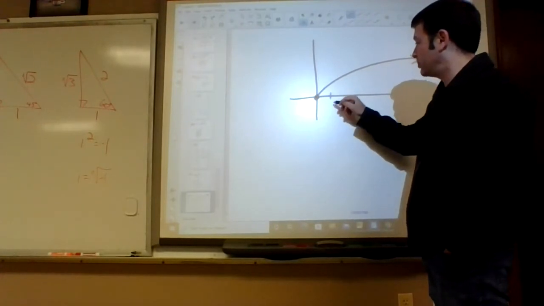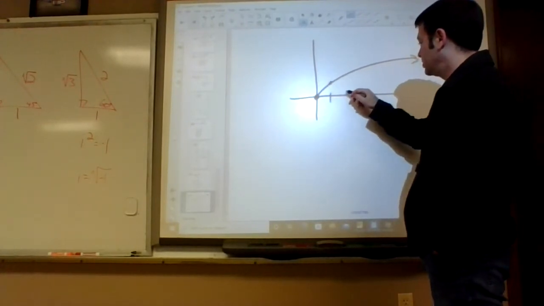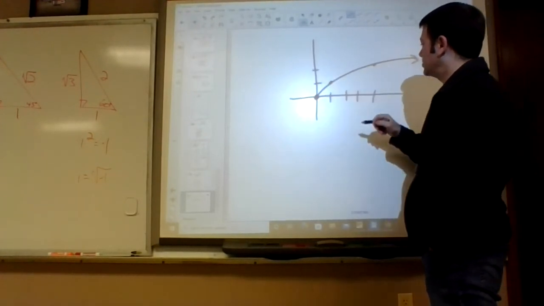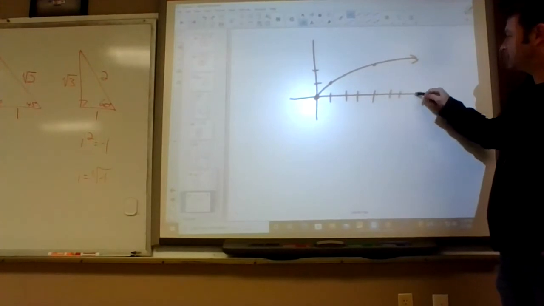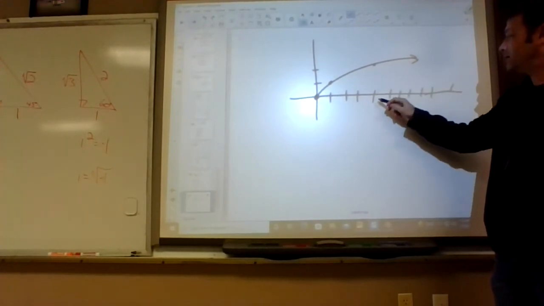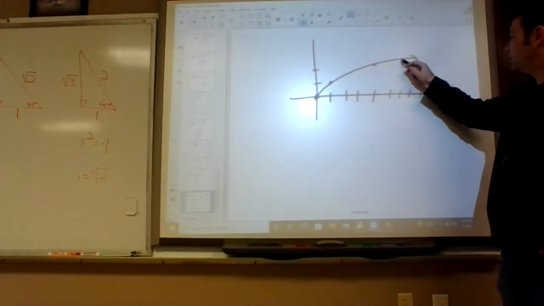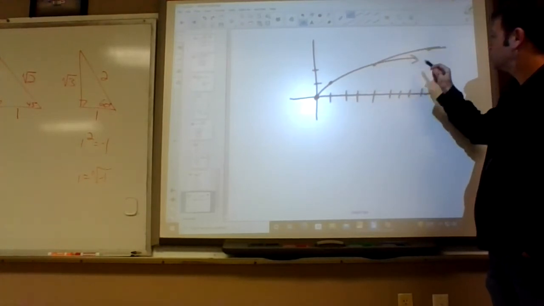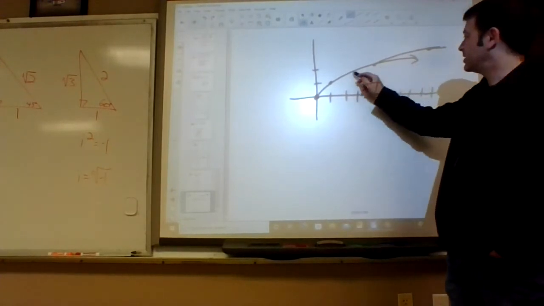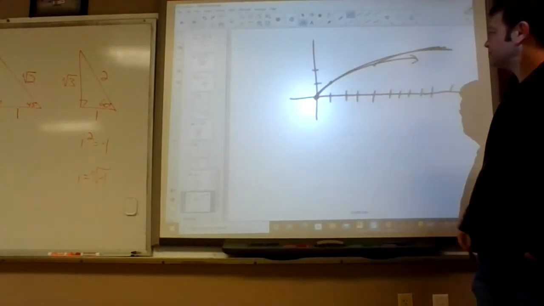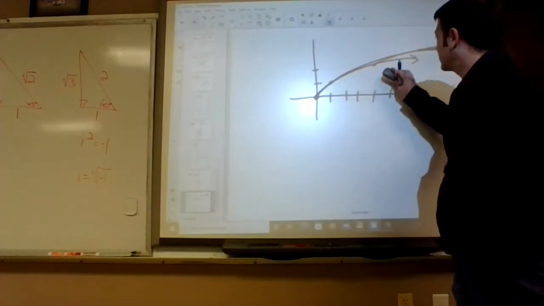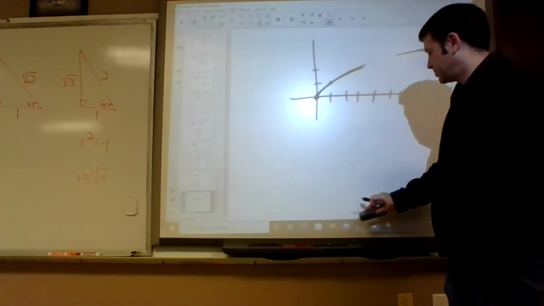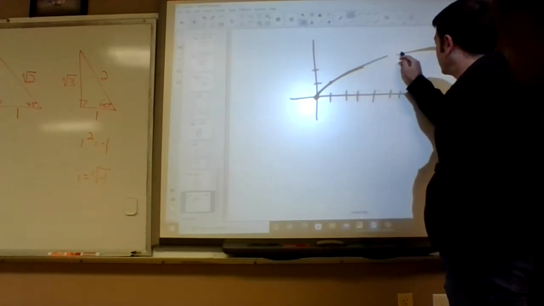If you plug in 1, the square root of 1 is 1, so that's 1, 1. Square root of 4 is 2, so 4, 2. The next one that comes out nice is 9, 3. So it'd be like there. Just a flattening slope. It gets harder and harder to get up. The square root kind of hampers it.